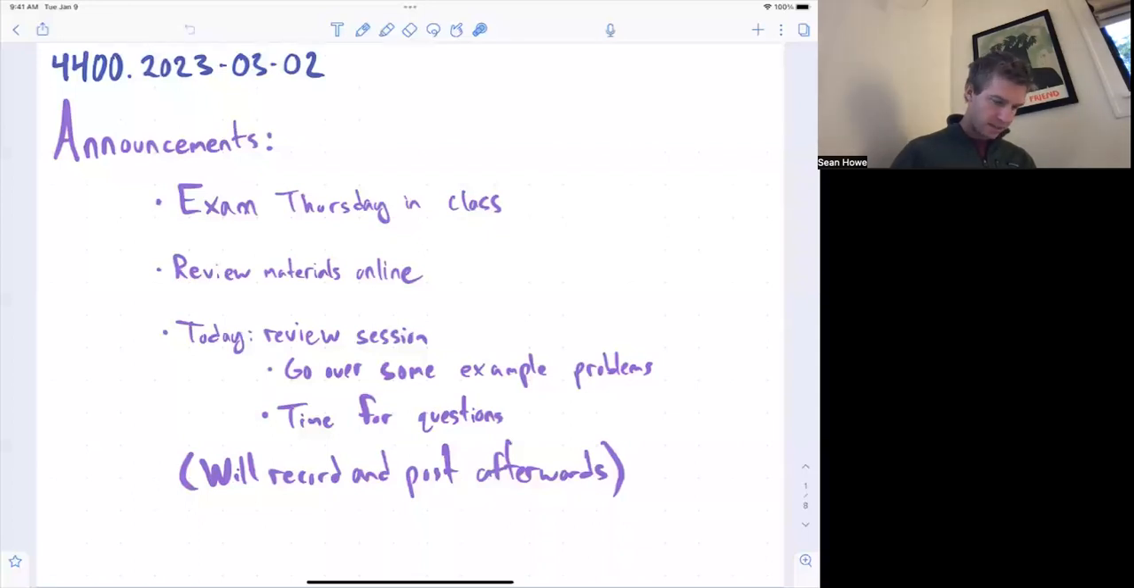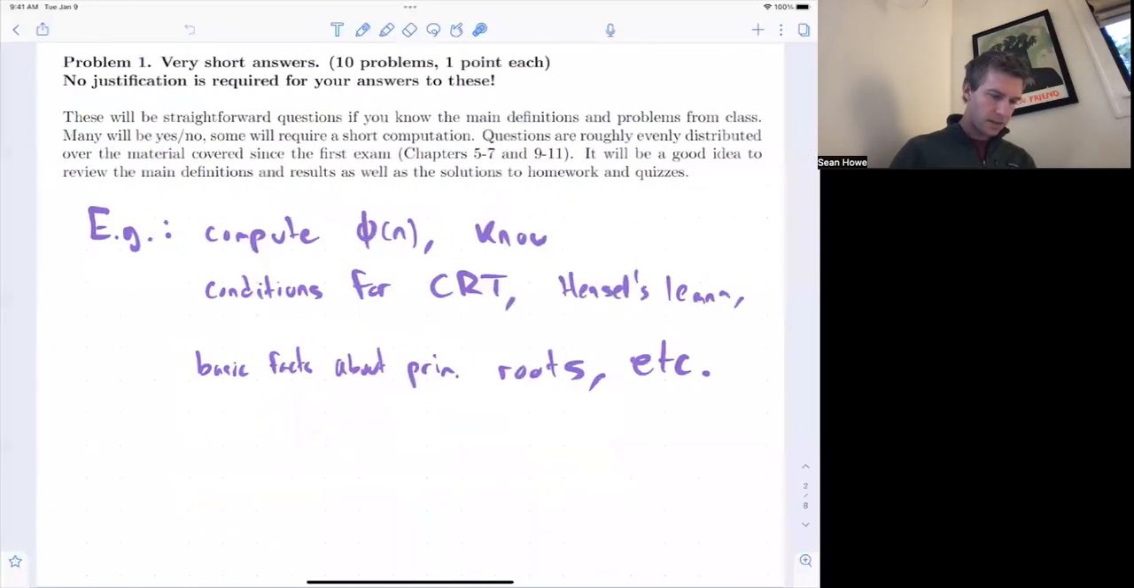Okay, so let's get started. So the first problem, just like on the last exam, will be some very short answer questions. You don't need to give any justification on these. Last time there were 20 problems. This time there are only 10 problems. They're still worth 1 point each.